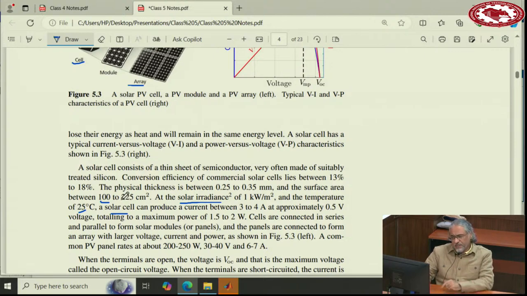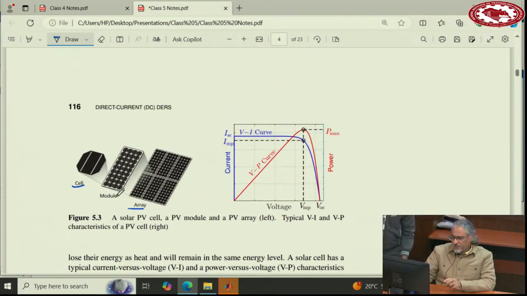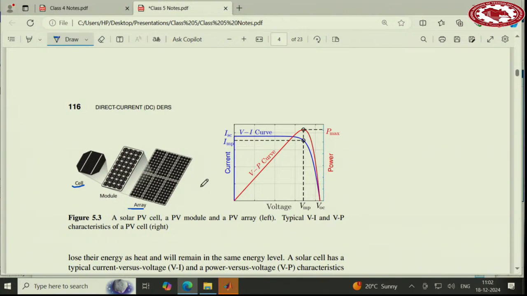Now put them together, and you can come up with a solar panel of 200 to 300, 250 watts. Nowadays we have higher power panels, with a voltage of 30 to 40 volts and current of 6 to 7 amperes. So the solar panel or solar cell has a characteristic like this. When we say characteristics, there are two characteristics that are very important for solar cells: one is the current-voltage and one is the power-voltage. So the current-voltage is like this.